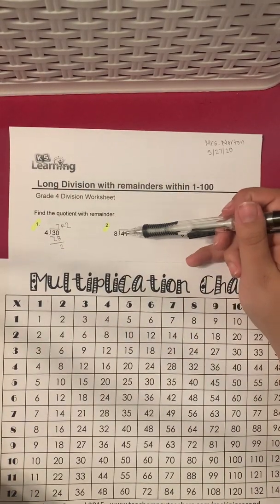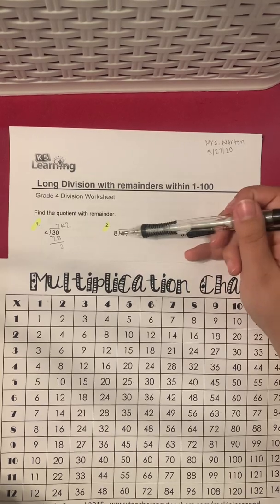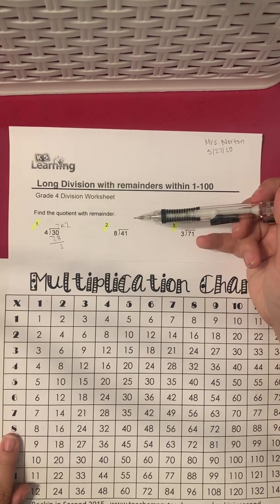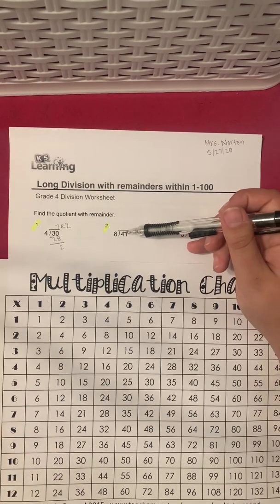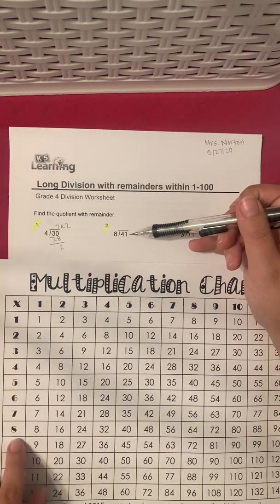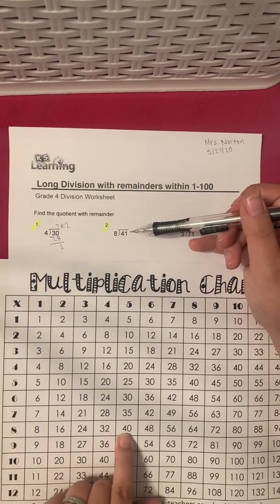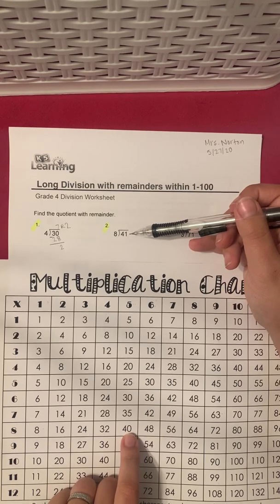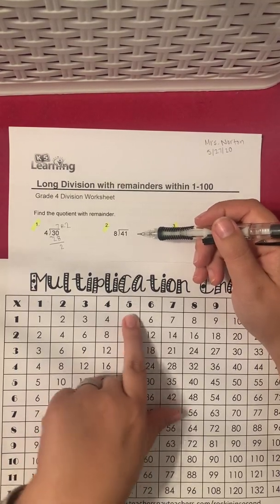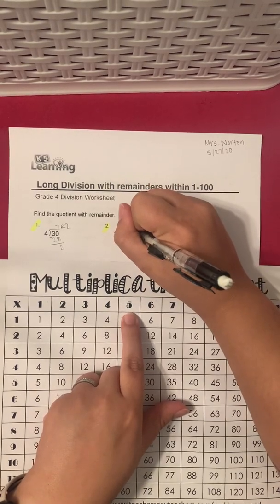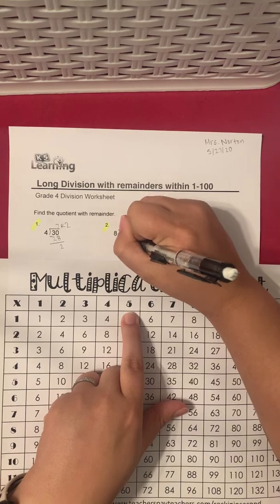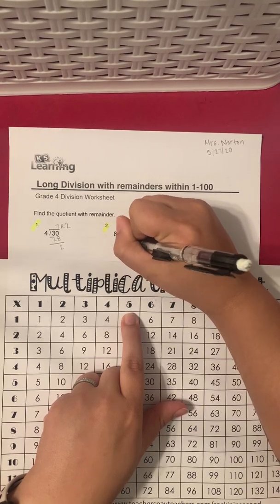We have 41 divided by 8. So we ask ourselves, can 8 go into 4? We look at our multiplication chart. The answer is no. So we ask ourselves, how many times does 8 go into 41? So we go down to 8, we go across. We find the number 40, which is less than 41, and it's the closest number, so we're going to use it. So 8 times 5, we're going to write 5 at the top because 8 times 5 equals 40. We write 40 at the bottom and we subtract.